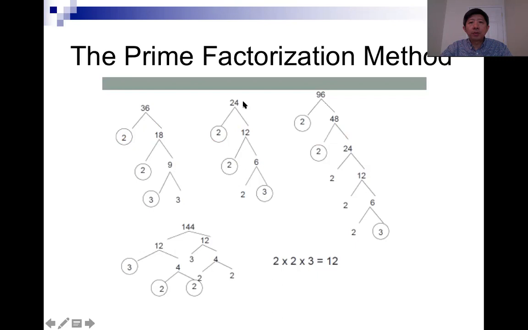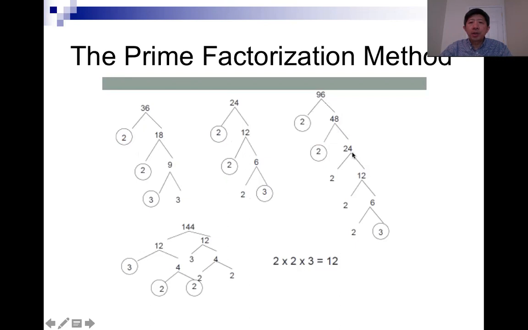Next, 24. 24 divided by 2, got 12. 12 divided by 2, got 6. 6 divided by 2, got 3. So we have found all the prime numbers. And then 96, we divide by 2, got 48.